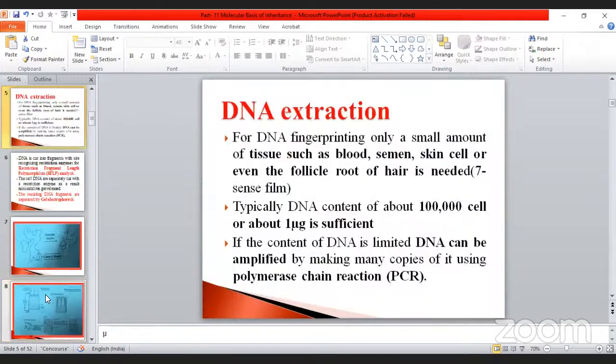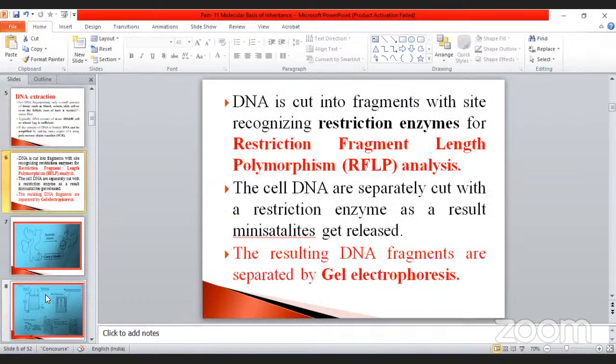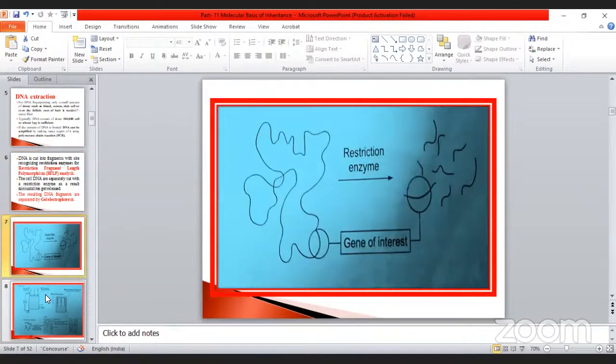Okay. DNA first is to be extracted. How is it extracted? From any one of the plant or animal substances or samples. How much is needed? 1 lakh cells or 1 microgram is sufficient. Then it may be amplified with the help of the technique called polymerase chain reaction. And also you will obtain the minisatellite. After obtaining the minisatellite, it will be entered into the gel electrophoresis. So this is the technique.